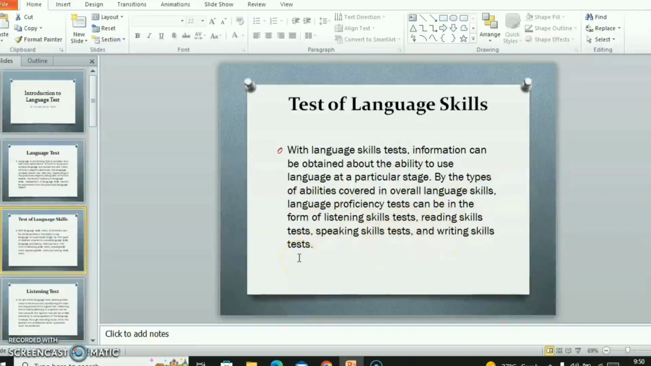Like what I have mentioned previously, the indicator of communicating the language fluently is that we have already mastered the four language skills. What are they? Yeah, listening skills, reading, speaking, and writing skills.